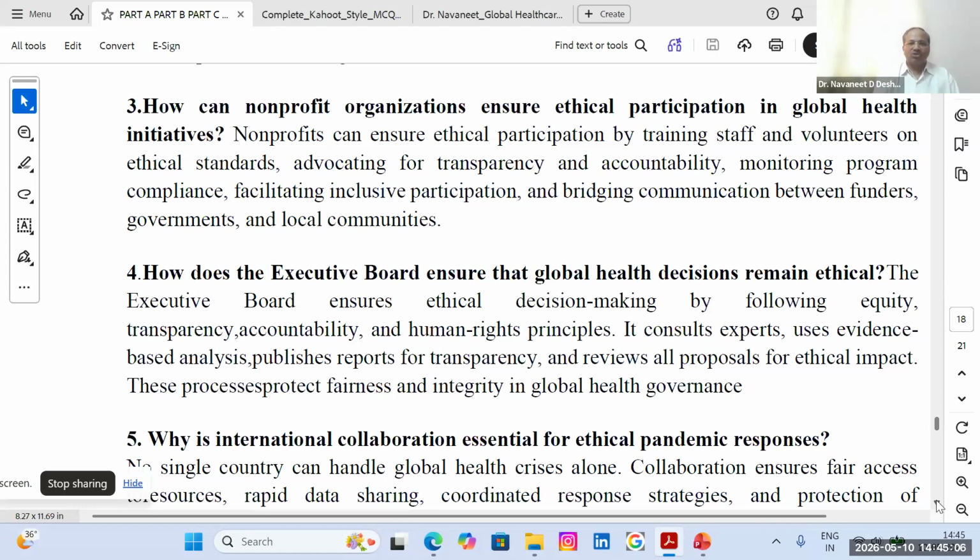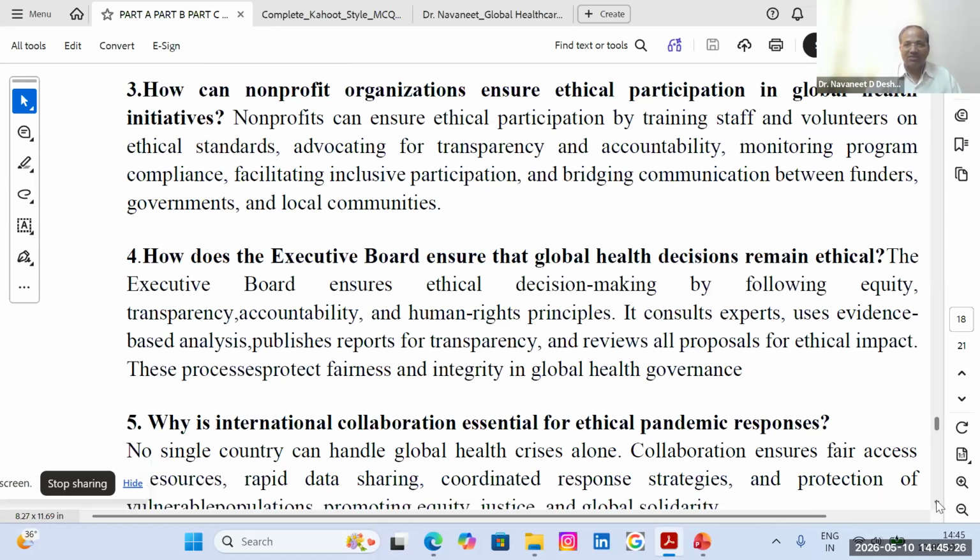How does the executive board ensure that global health decisions remain ethical? The executive board ensures ethical decision making by following equity, transparency, accountability, and human rights principles. It consults experts, uses evidence based analysis, publishes reports for transparency, and reviews all proposals for ethical impact. These processes protect fairness and integrity in global healthcare governance.